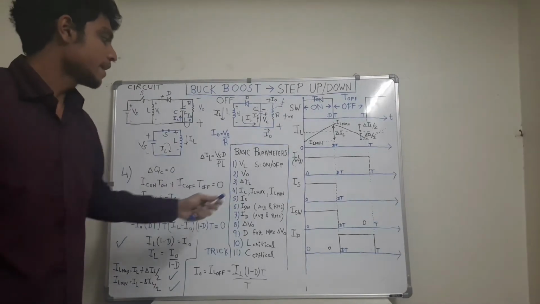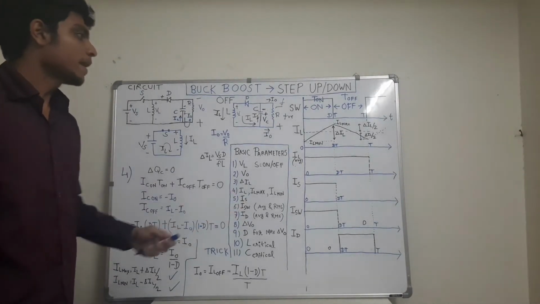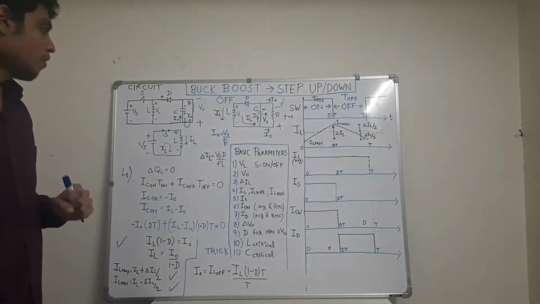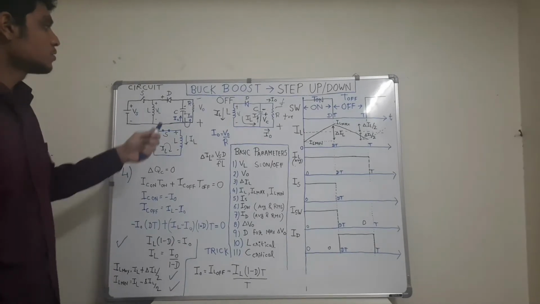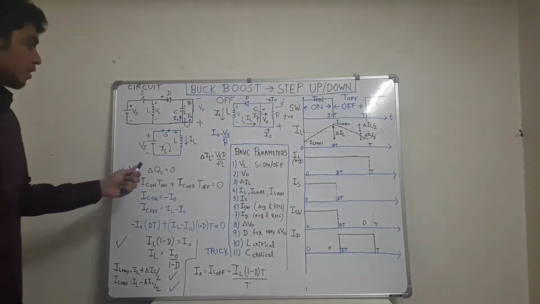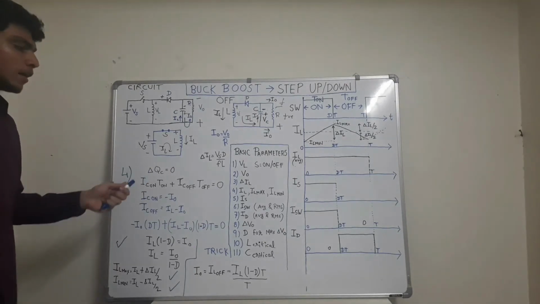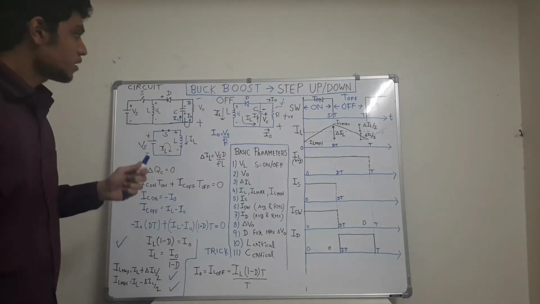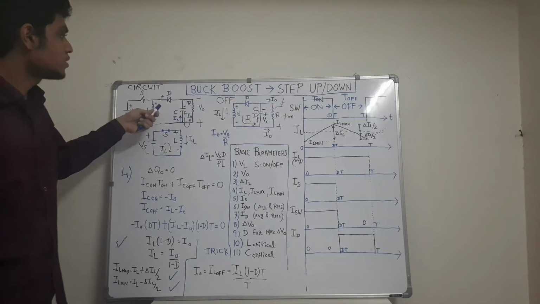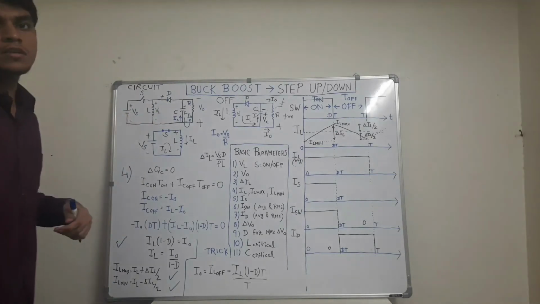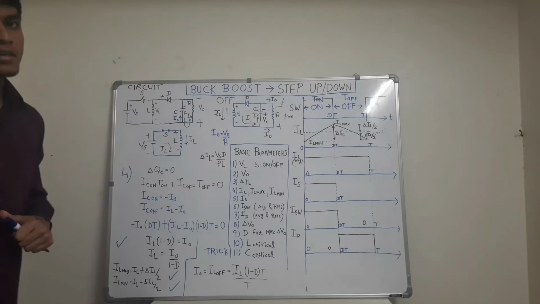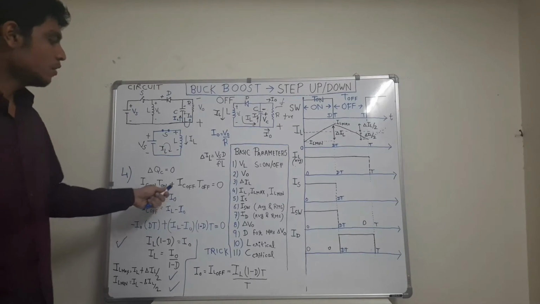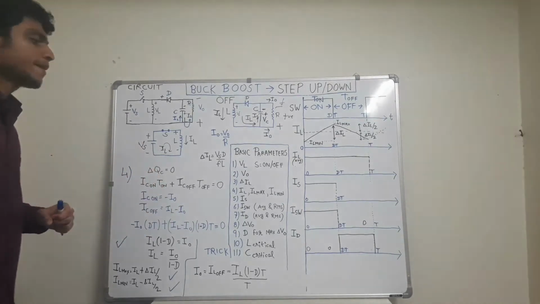Fourth parameter is the inductor current IL, the maximum inductor current IL max and the minimum inductor current IL min. For finding the inductor current, we will use the capacitor charge gathered over one complete cycle being 0, because for stability of the capacitor, the charge gained by the capacitor during the charging time must be equal to the charge released by it during the discharging time. So del QC over a cycle is 0. Therefore IC on into T on plus IC off into T off will be equal to 0.